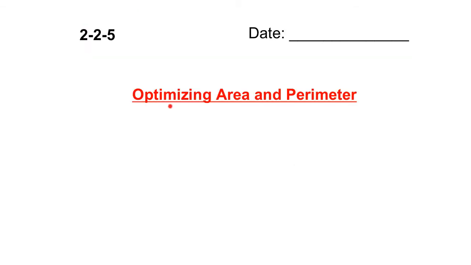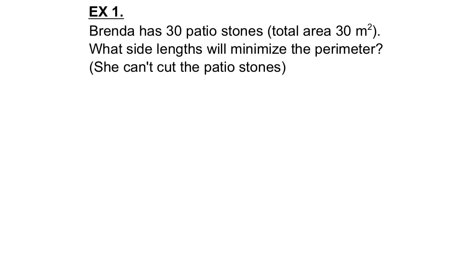This lesson is about optimizing area and perimeter, and we've already seen this back in spiral 1 when we tried to find the shape that would give the maximum area or the minimum perimeter, and that's where the square came in handy. So we're going to go back to that idea in this lesson.